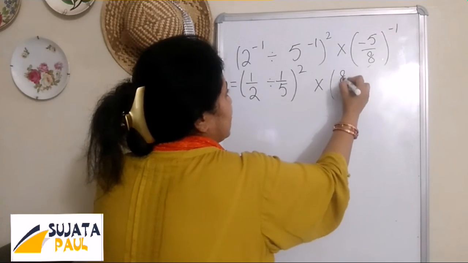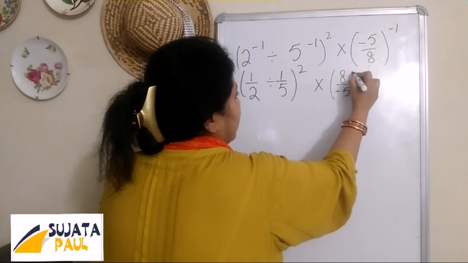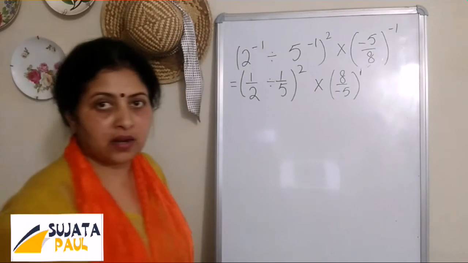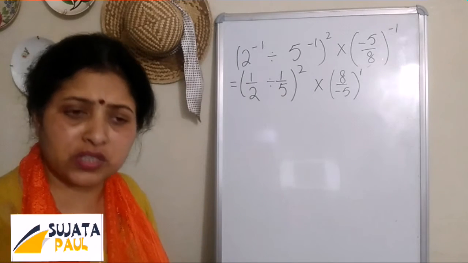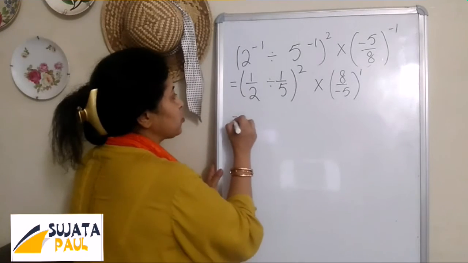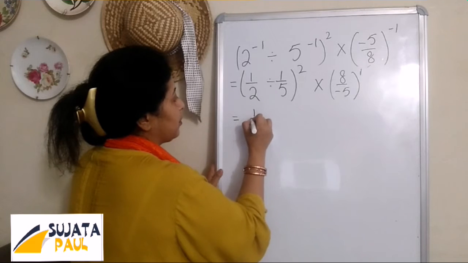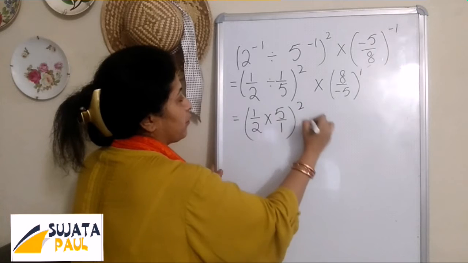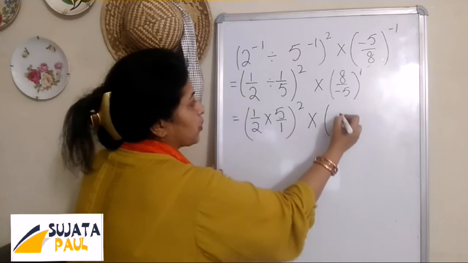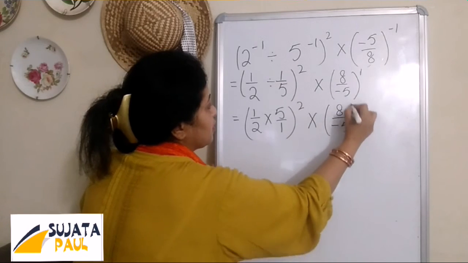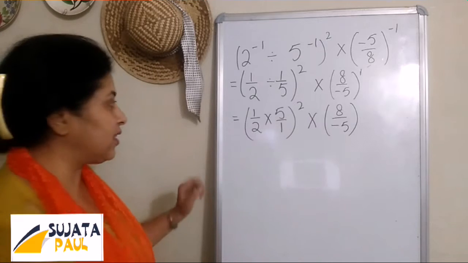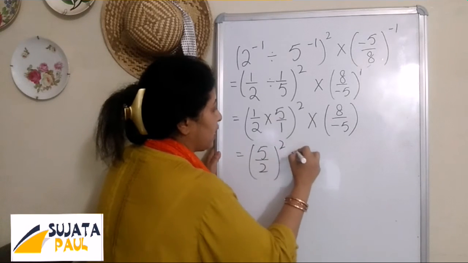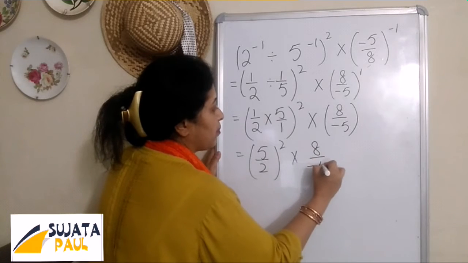So I can write 8 upon minus 5. I'll leave minus 5 over here for the time being, and this is 1. So even if I don't write it, it really makes no difference. Now what do I have to do? I have to solve this. So this will become 1 by 2 into 5 by 1 raised to the power of 2 into, I don't need to do anything to this, 8 upon minus 5, right? So can I write this as 5 upon 2 now? 5 upon 2 whole square into 8 upon minus 5.